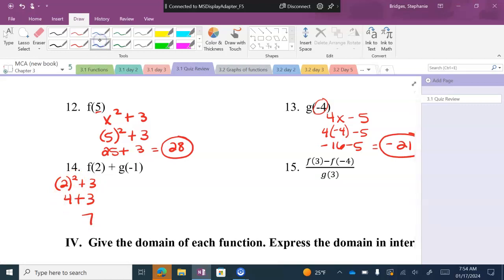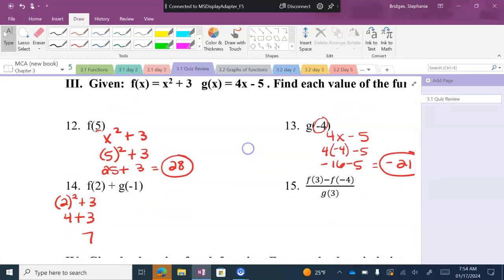And then we're going to find g of -1. Again, g is 4 times my x value minus 5. That is going to be -4 minus 5, which gives me -9. And then I'm going to add those two together. What does 7 plus -9 give me? -2.